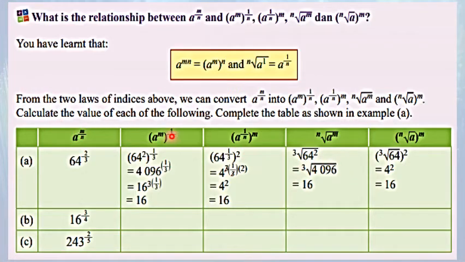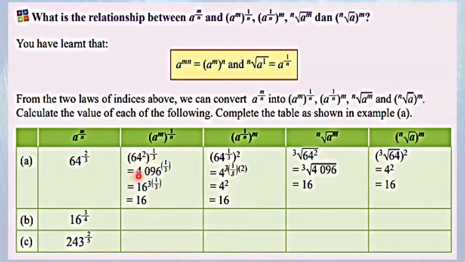Calculate the value of each of the following, completing the table as shown in example A. Look at example A. The number here is 64 to the power of 2 over 3, in the form of a to the power of m over n. So we convert this into a to the power m, bracket, to the power of 1 over n. So it becomes 64 power 2, then bracket 1 over 3, because here is over 3. Get it? And then you press the calculator.